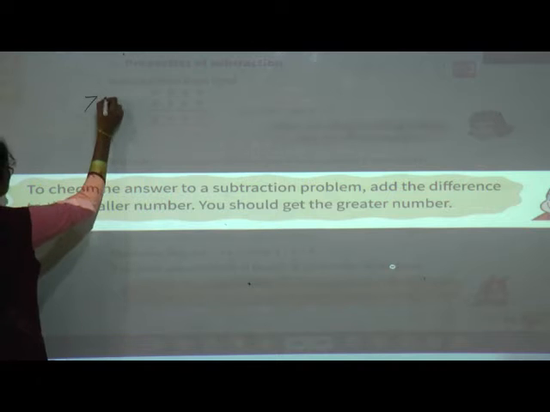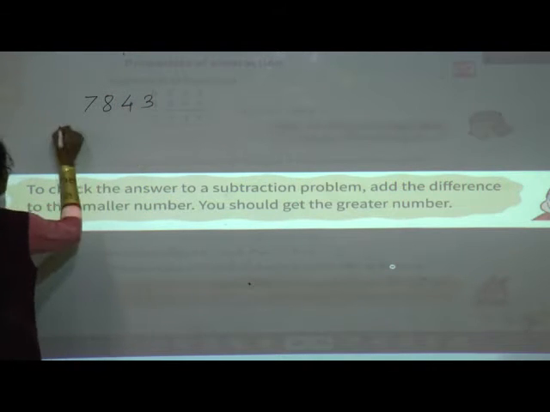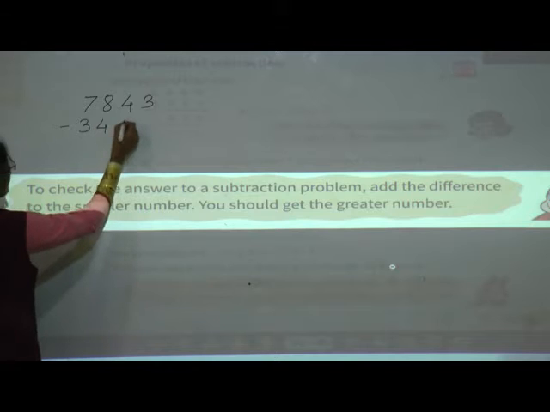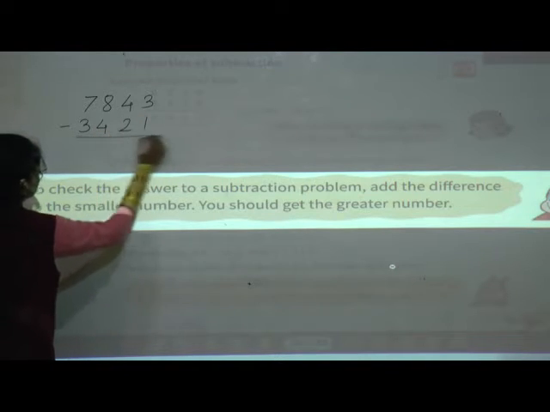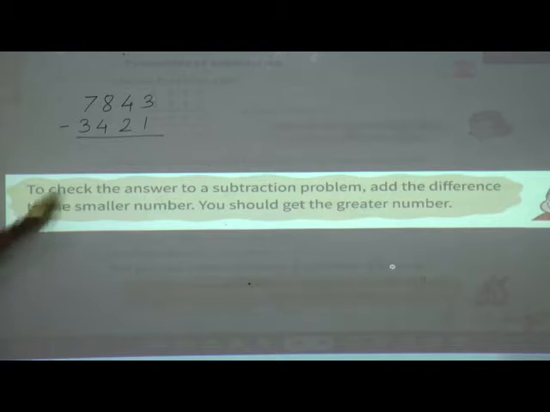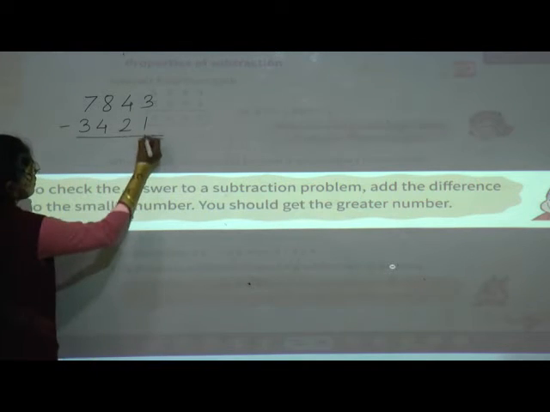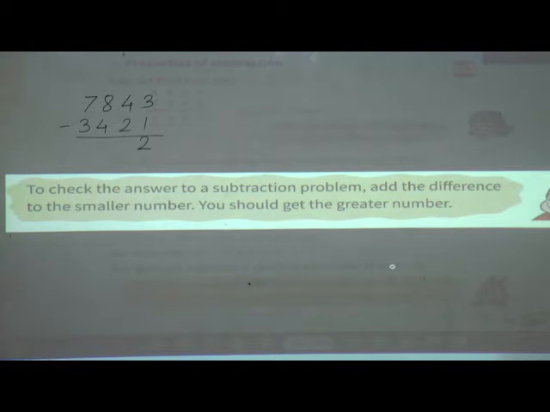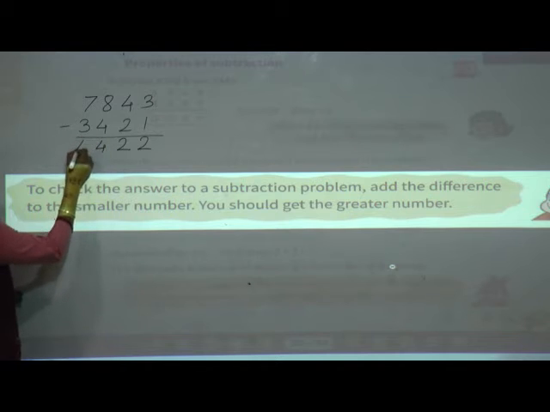The number is 7843 minus 3421. Now we will do the subtraction. 3 minus 1. Take out your 3 fingers. 3 minus 1. From 3, cut your 1 finger. 3 minus 1, we will get 2. 4 minus 2. See, 4 minus 2. After 2, count your fingers till 4. Yes, 2 again. Then 8 minus 4. After 4, count your fingers till 8. 8 minus 4, 4. And 7 minus 3, 4.